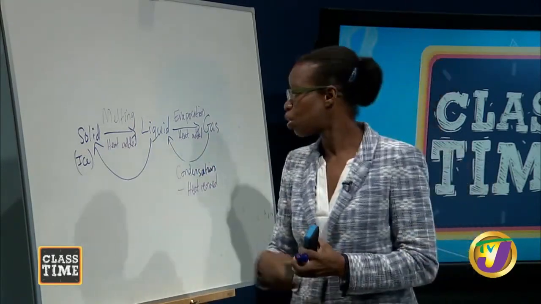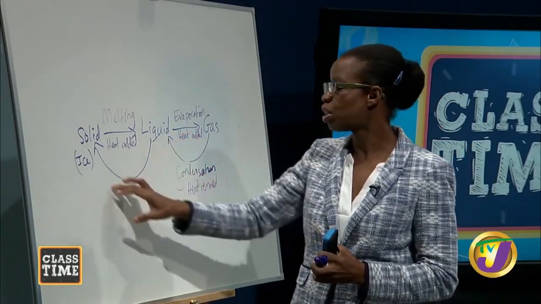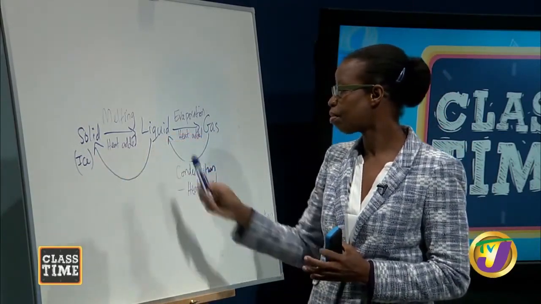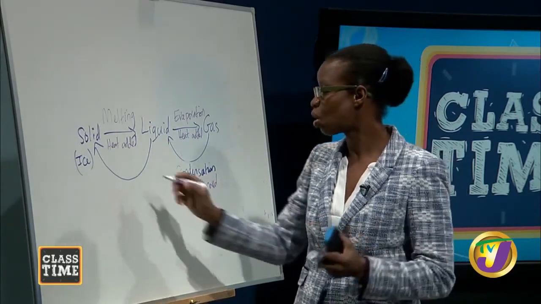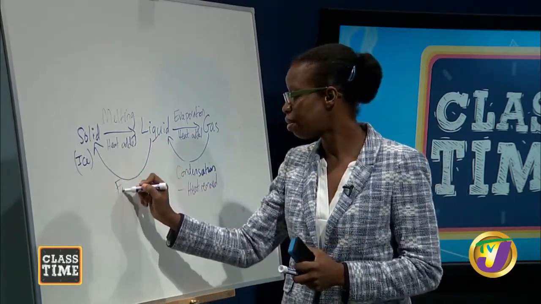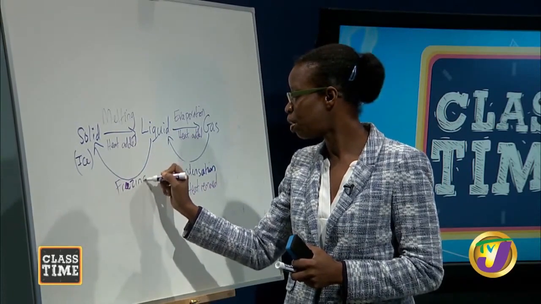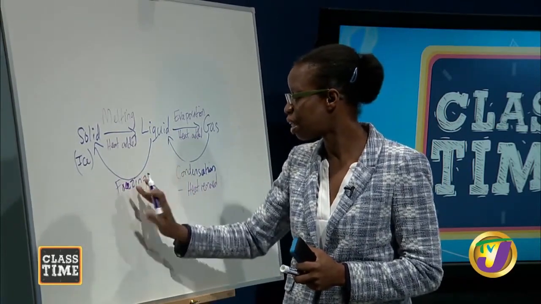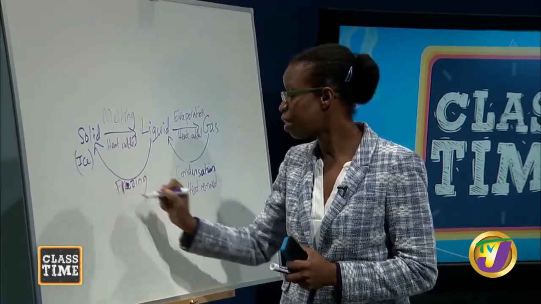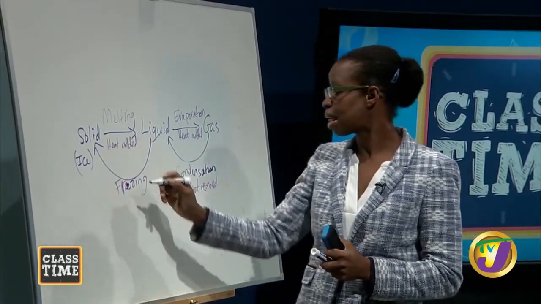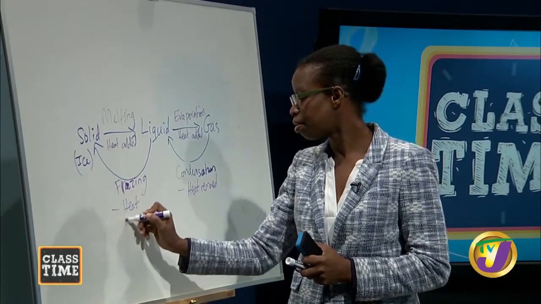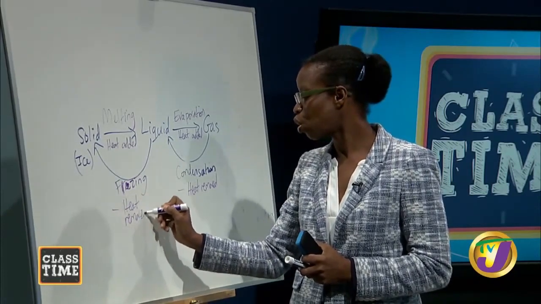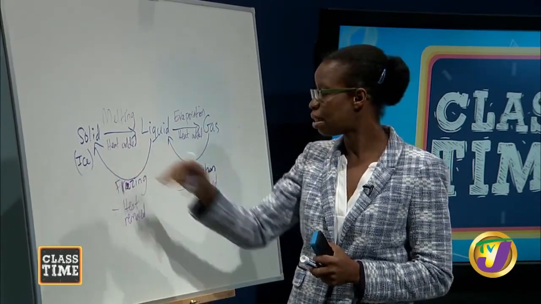Okay, so how do we move from a liquid to a solid? What is that process called? That process is called freezing. And we do it every day when we use the refrigerator, right? Freezing, and in this case, again, we're removing heat or cooling this substance.